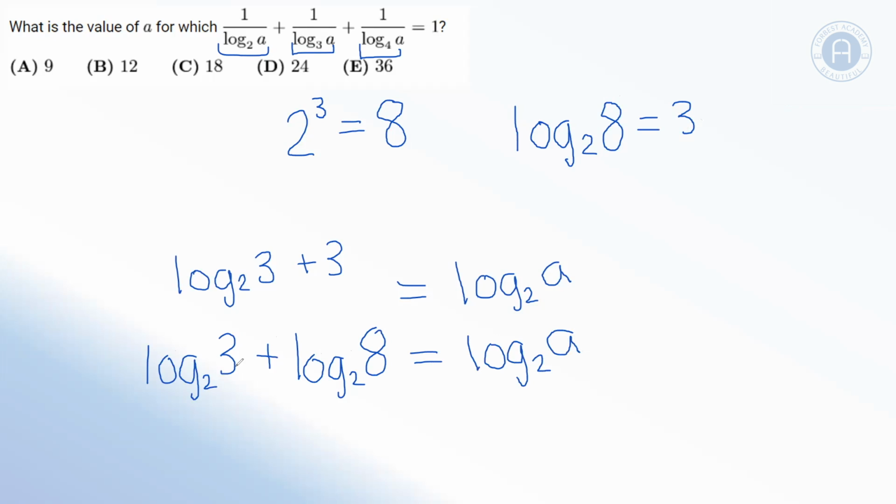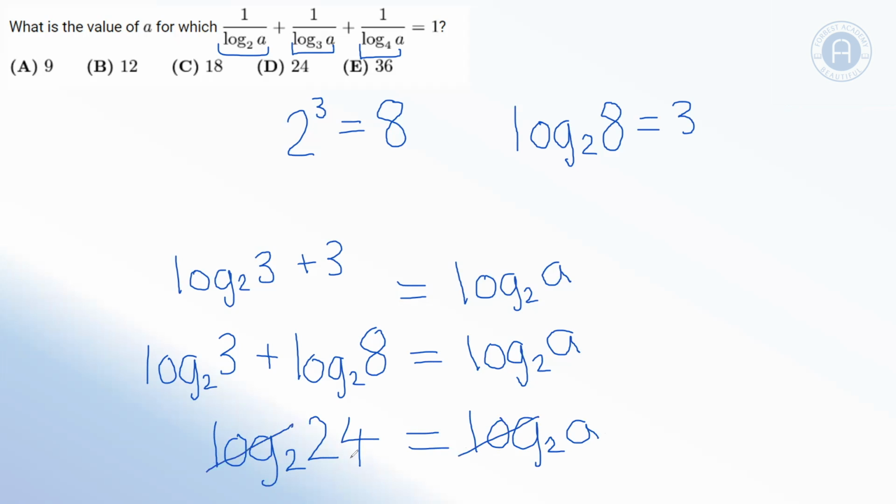We should remember from our multiplication rule, if I have log base 2 of 3 plus log base 2 of 8, that is the same as log base 2 of 3 multiplied by 8, which in this instance is 24, equals log 2 of A. Log 2 of 24 is equal to log 2 of A, therefore A must equal 24.